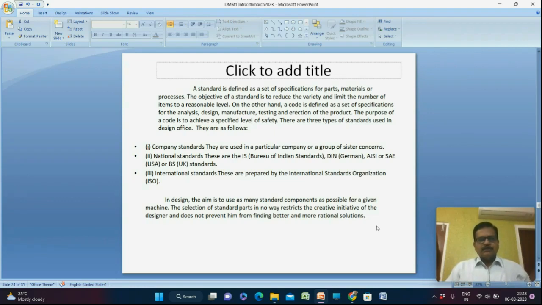In design, the aim is to use as many standard components as possible for a given machine. The selection of standard parts in no way restricts the creative initiative of the designer, and does not prevent him from finding better and more rational solutions.